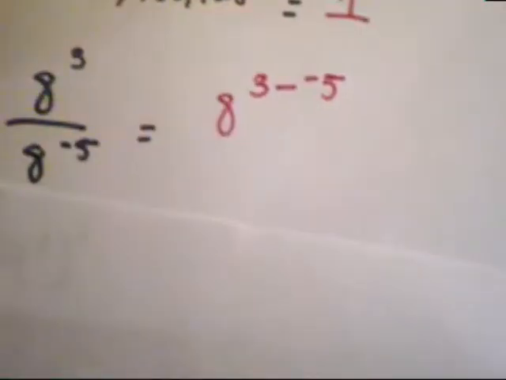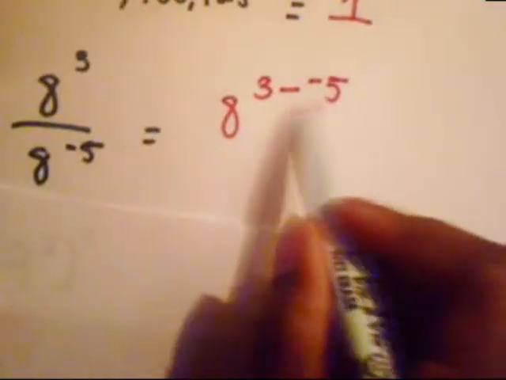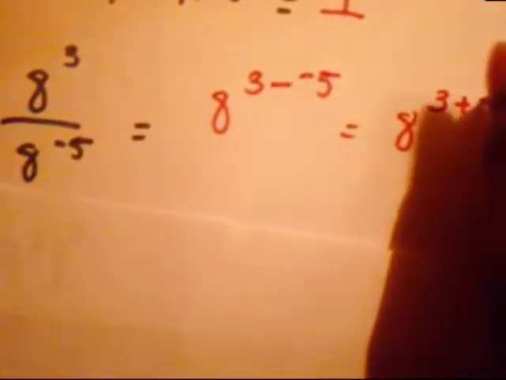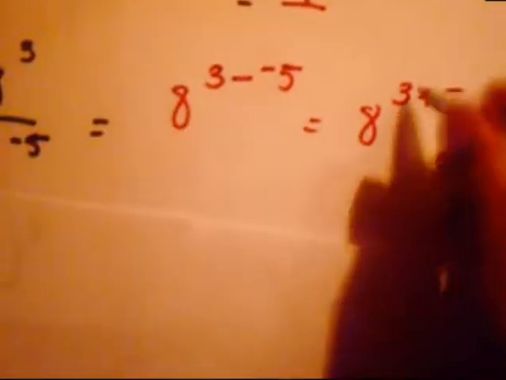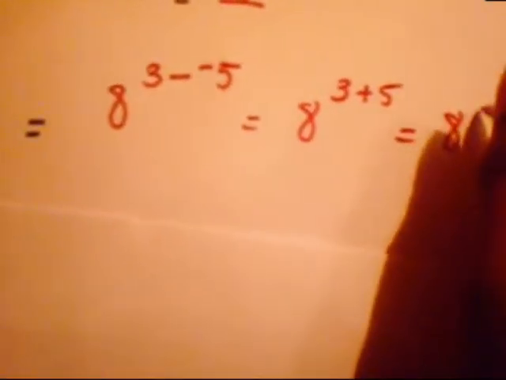When you are dividing like bases, all you have to do is subtract your exponents. So what I'm really saying is you'll take 8 to the third and subtract negative 5. And if you know your integer rules, you recognize this as a double negative that will change to a positive. And 3 plus 5 is 8, so it's really 8 to the 8th power.